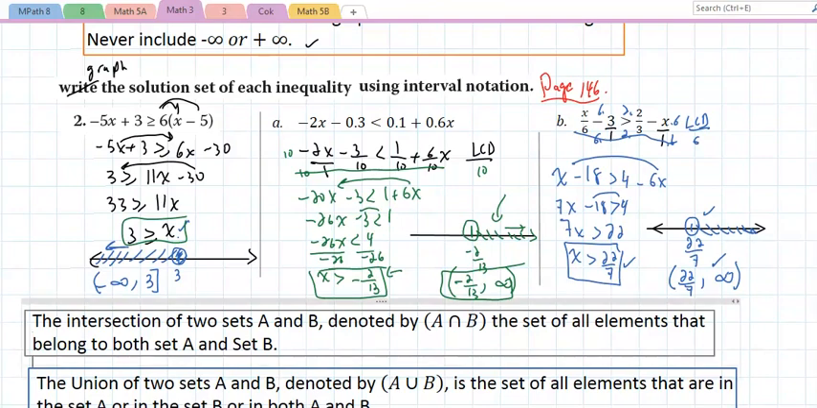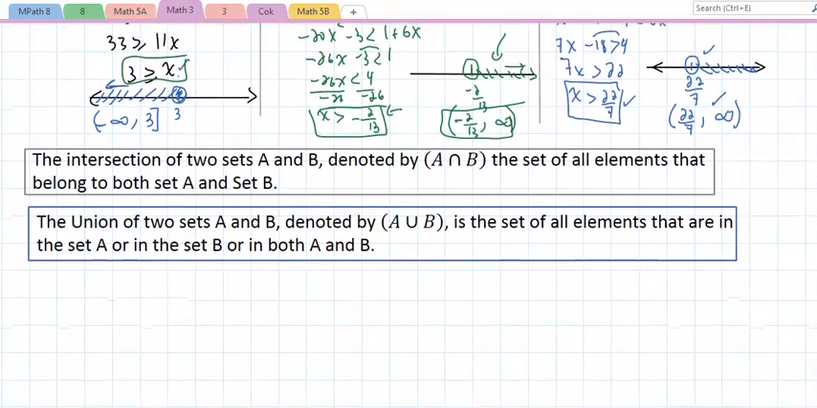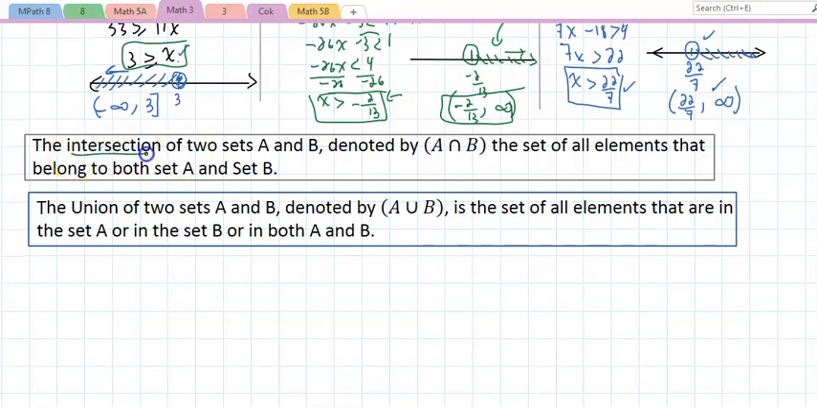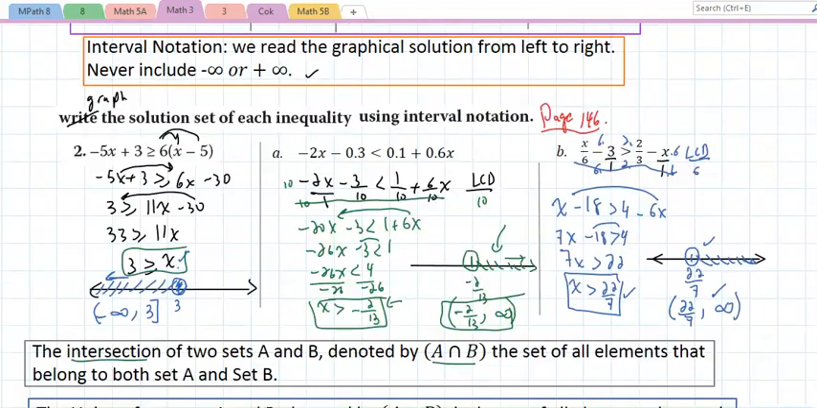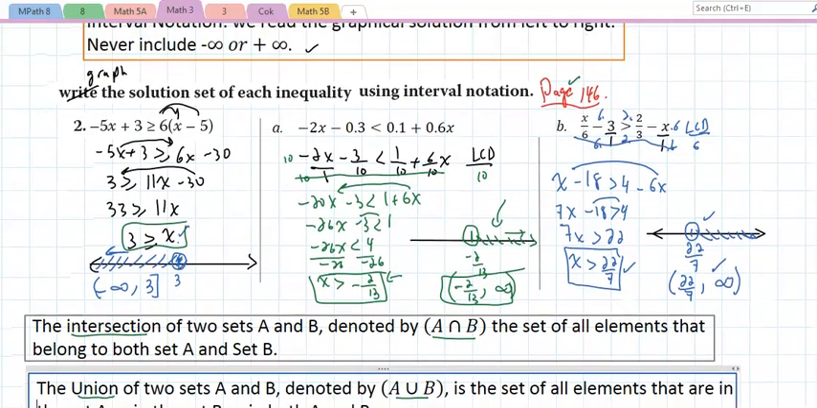Now, we have two types of sets. We have the intersection of two sets, A and B, denoted by A intersect B, which is the set of all elements that belong to both sets A and B. The union of two sets, denoted by A union B, is the set of all elements that are in set A or in set B or in both. Basically, whatever is there, you accept. I didn't mention this is on page 146 in our book, number 2, A and B I made up.